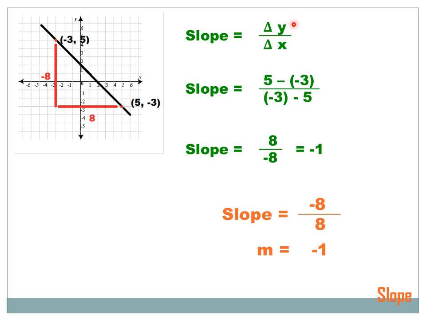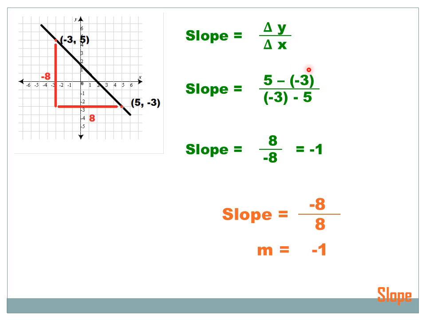Let's get the change in the y first. The y went from a 5 to a minus 3. So I subtract to get the difference: 5 minus minus 3. And then my x's changed also. I went from a minus 3 x to a positive 5 x. So I've got minus 3 minus 5.